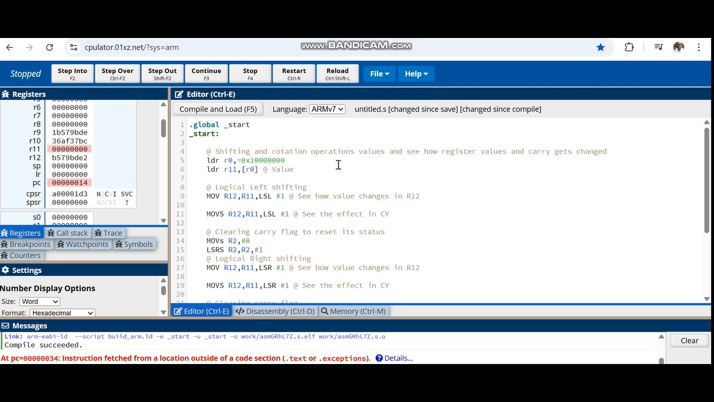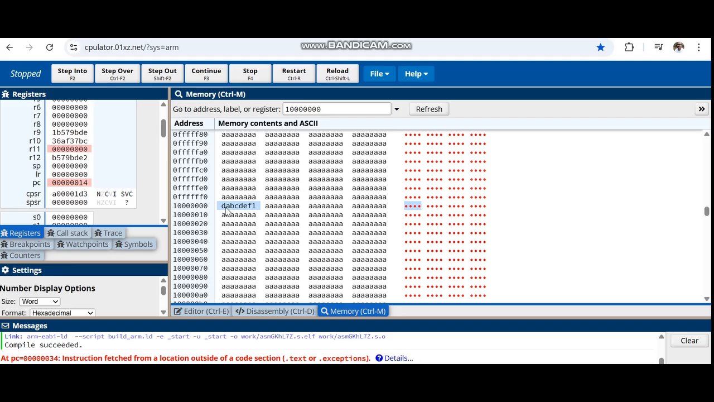Good morning everyone. Now let us perform the same in the online simulator and see how exactly the values are getting changed. So this is the online simulator. This is just a set of random instructions I gave using shifting and rotation along with other instructions. So I went to the memory and then entered the value DABCDEF1. This is a random value I gave in the location 1 followed by 7 zeros.